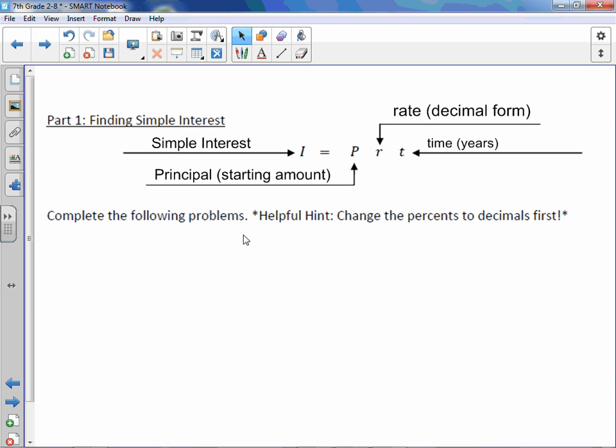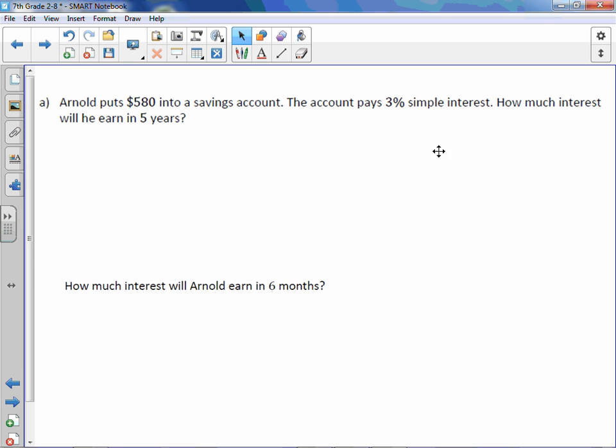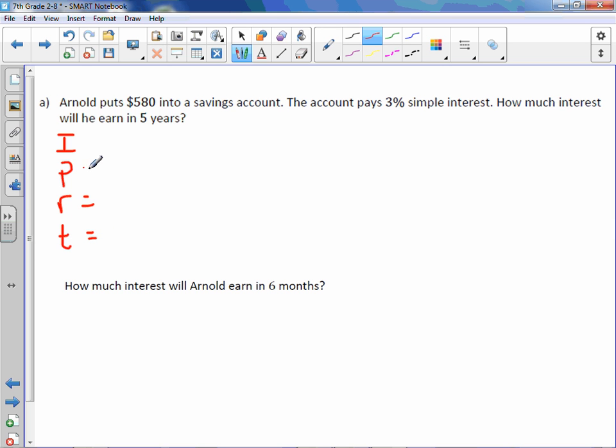Complete the following problems. Helpful hint, change the percents to decimals first. So here we go. Arnold puts $580 into a savings account. The account pays 3% simple interest. How much interest will he earn in 5 years? We're going to start with our formula I equals PRT. What I like to do is put all my variables off to the side and figure out what I know and what I am searching for.